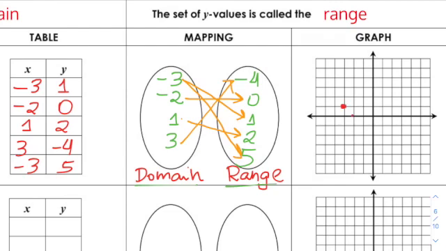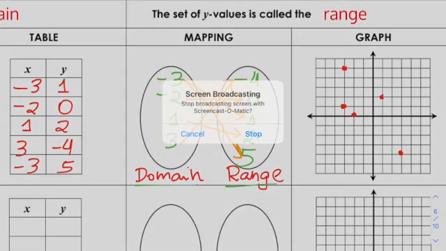Then I'm going to have (-2, 0), then (1, 2), then (3, -4), and negative 3 once again, positive 5.